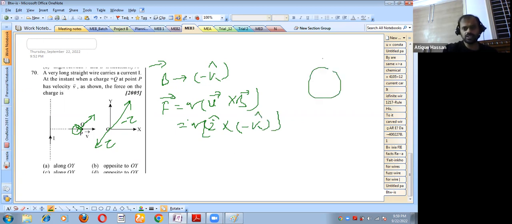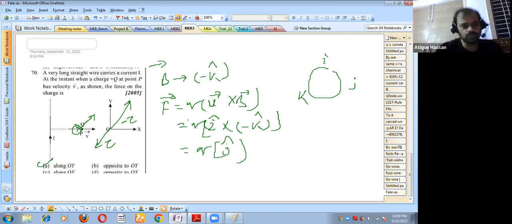So it's I, J, K. We are taking I cross K. I cross K will be minus J, and minus minus plus, so it will be J, right? J means the force should be along OY, right?